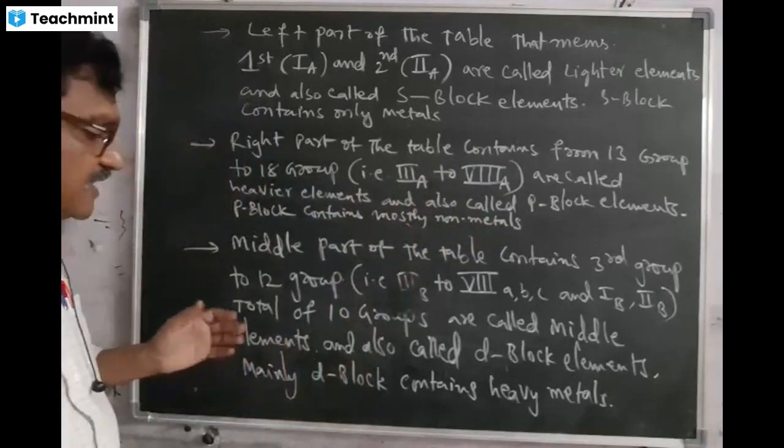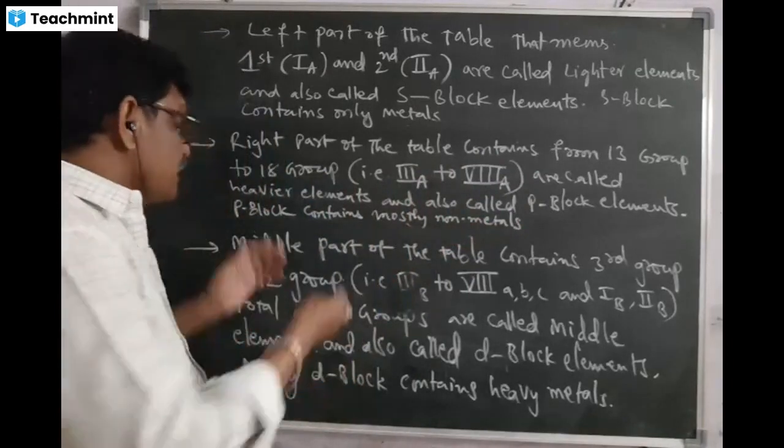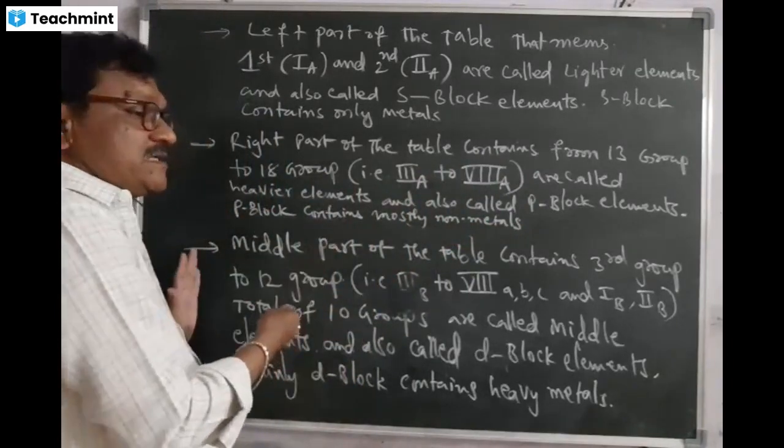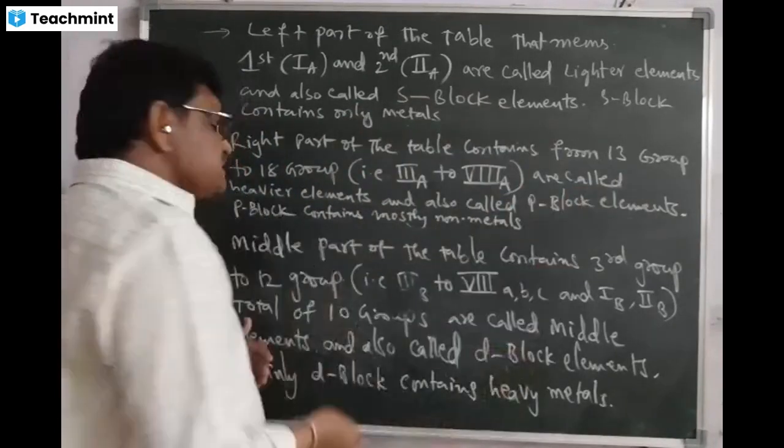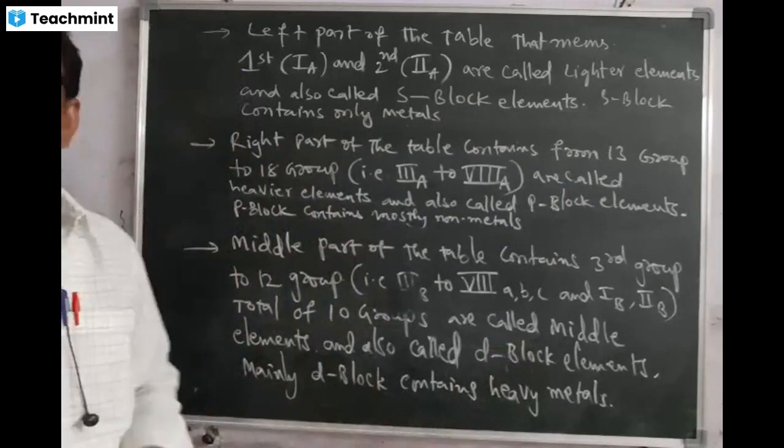Of course, there are metals and metalloids, but the majority of the elements are considered non-metals. That means from this we can understand that the left part is metallic elements, and the complete right part of the table is non-metallic elements.